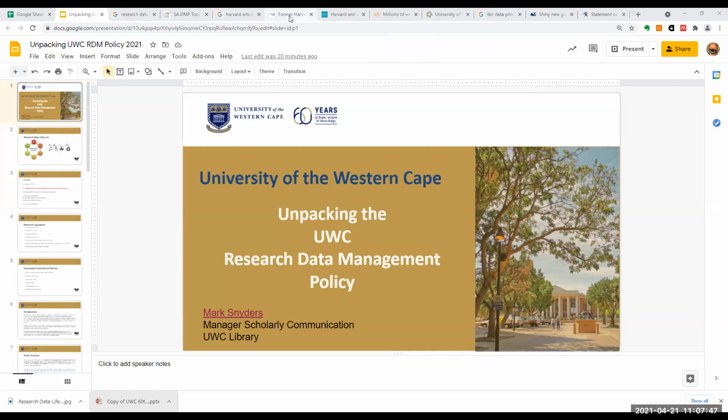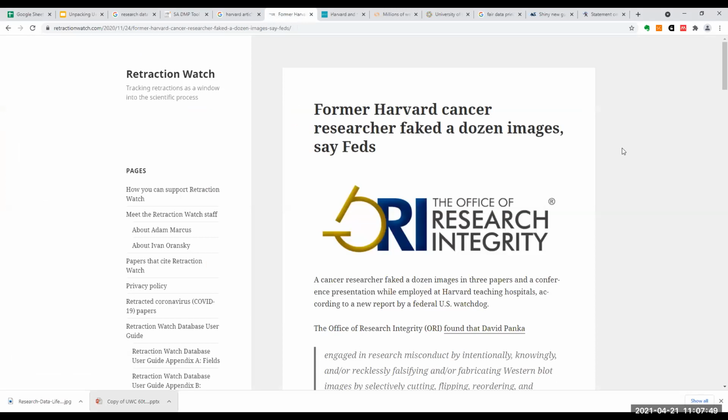So in 2018, this happened. A Harvard cancer researcher faked dozens of images. What happened in this particular case was that the cancer research claims or outputs that were made were based on fraudulent data. As a result, a large number of articles were in fact retracted. The reason why it was discovered was because somebody wanted to duplicate the research paper using the data that was made available.